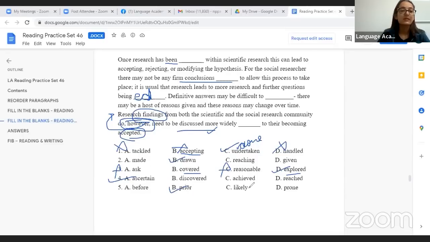Likely to, we need something which can say before. So prior and before are those words. Prone to, the meaning of prone to, if you want to write, prone to means at risk of.